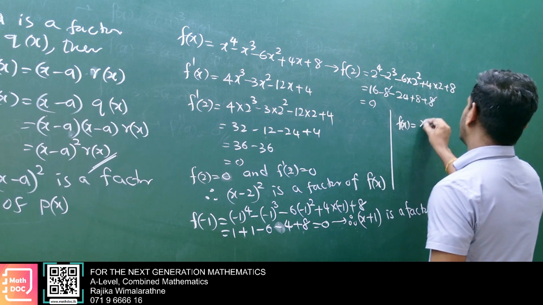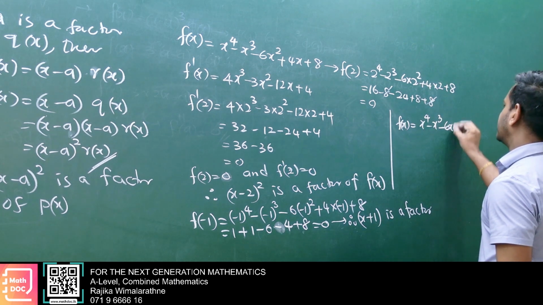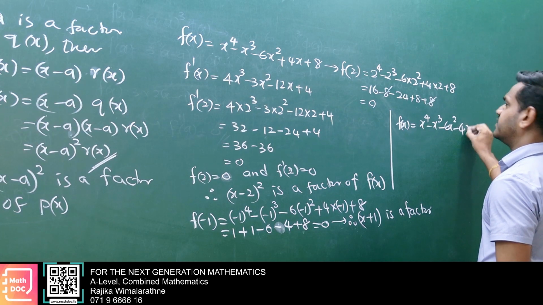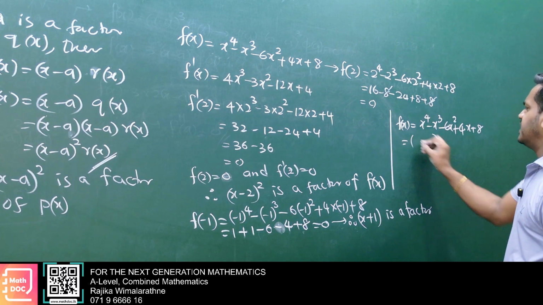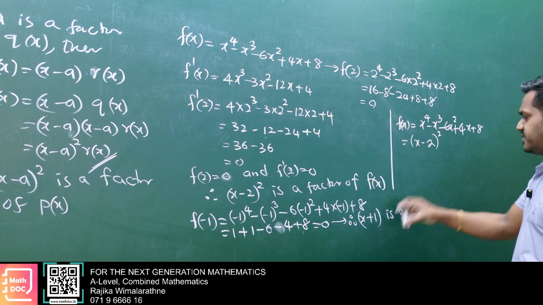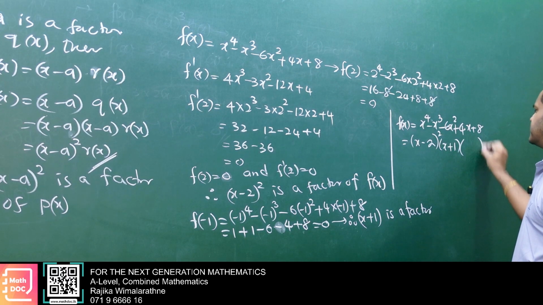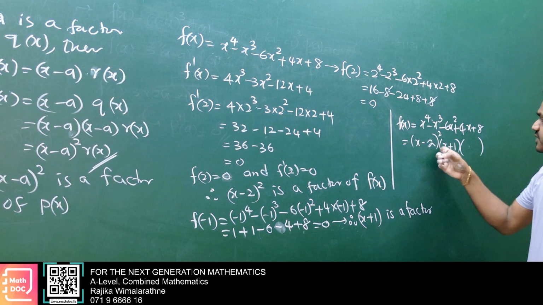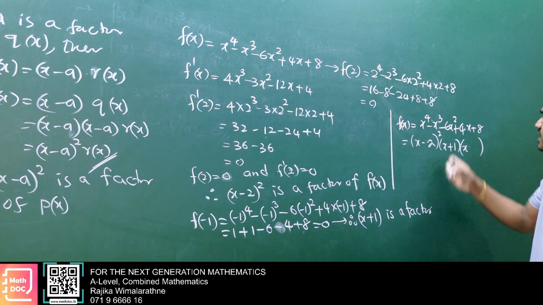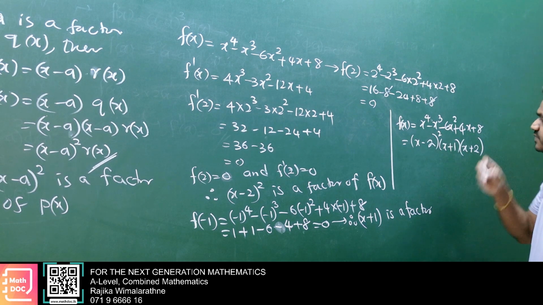Now just write f(x) = x⁴ − x³ − 6x² + 4x + 8. Here we have identified (x − 2)² is a factor, and further x + 1 is a factor. Since it is biquadratic, there is another linear factor. Here the x⁴ coefficient is 1, so this will be 1. For the +8 we need +2, and here 4 × 2 + 8.